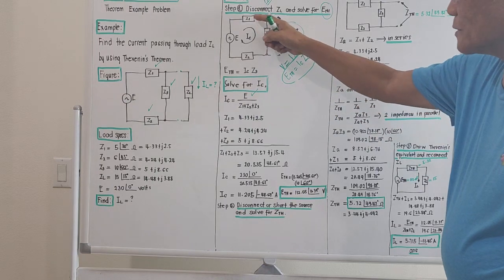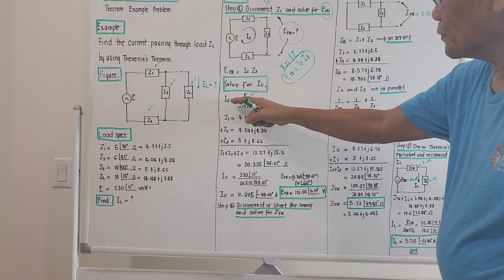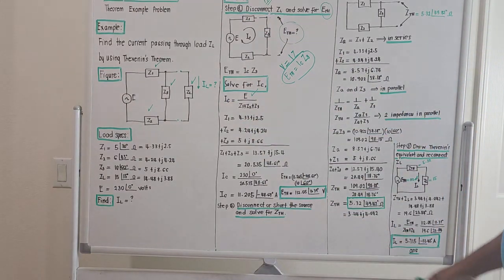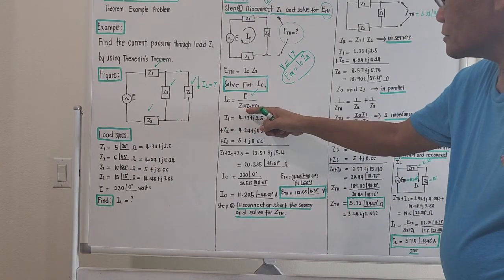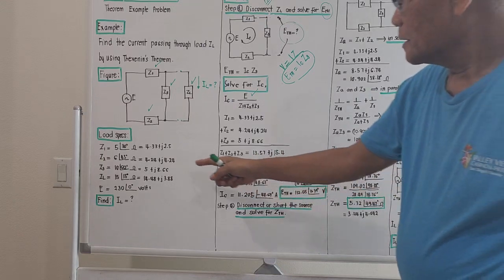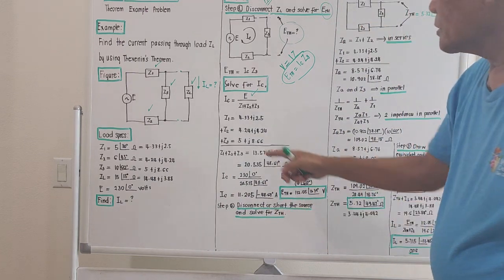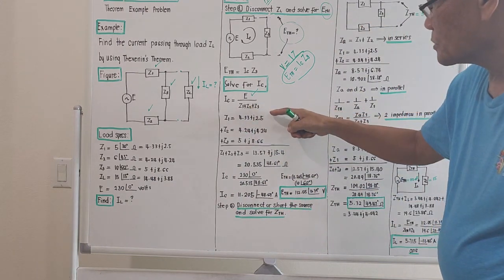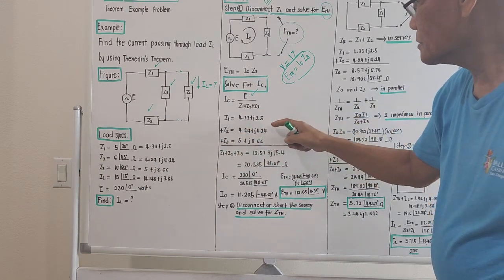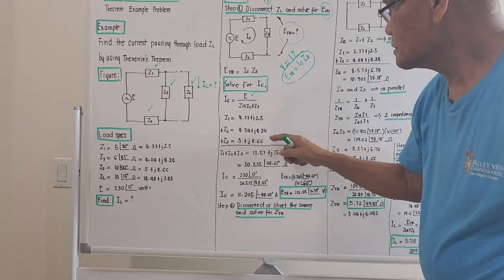We are given three impedances in parallel after the disconnection. We are given voltage E, so we could compute for the circulating current. Okay, let's try to bring out the vectorial sum of Z1, Z2, and Z3. Actually, I have placed already all the rectangular equivalents of the impedances. So Z1 is 4.33 plus J 2.5. Z2 is 4.24 plus J 4.24. And Z3 is 5 plus J 8.66.